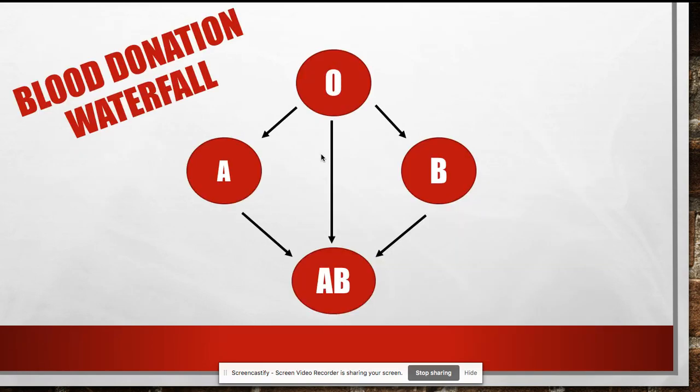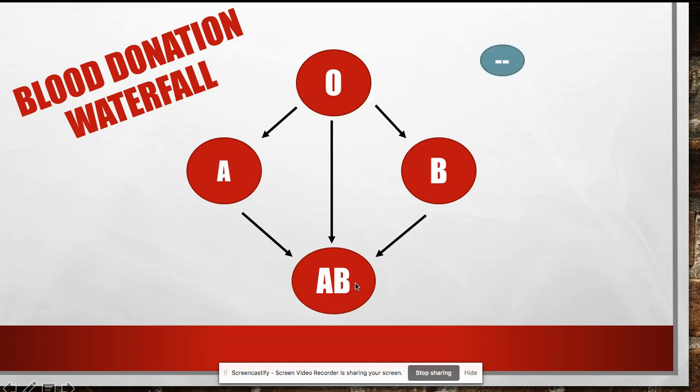Now we can actually add to our blood donation waterfall to help us to remember this. Right? So just like we were talking about yesterday, waterfalls can only go down, they cannot go back up. And that is what allows us to know that type O blood can donate to all 3 other blood types, and A can donate to itself or AB, and B can do the same on the other side here.